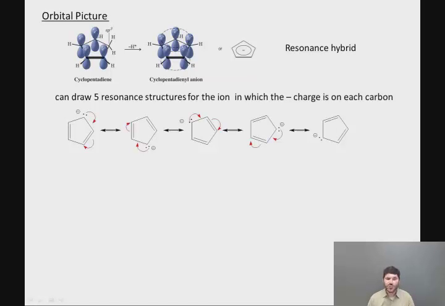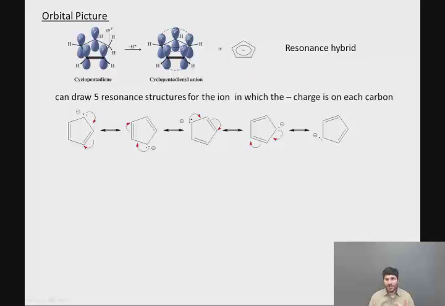We can also draw resonance structures. We can draw 5 resonance structures for this ion, in which the negative charge can be delocalized onto each of the 5 carbons. Notice the curved arrows here, which show that to get from one resonance structure to the next, the minus charge actually moves 2 carbons and not 1 carbon. And also drawn at the top here is the way we would draw the resonance hybrid.